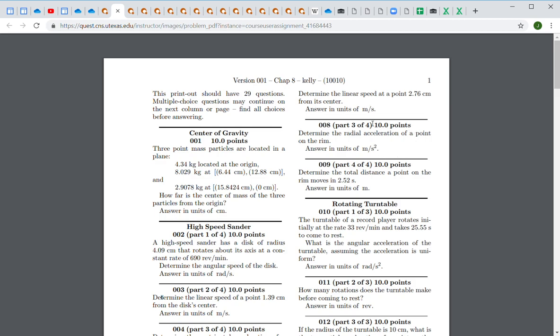So we need to separately find the speed of a point on the rim. That's not the answer to part 2. And then use v squared over r, where r is the radius of the disk. If everything's in SI units, then the result will be in meters per second squared.